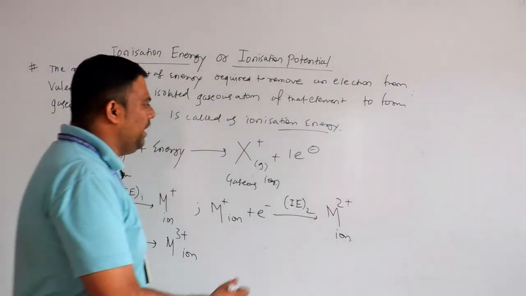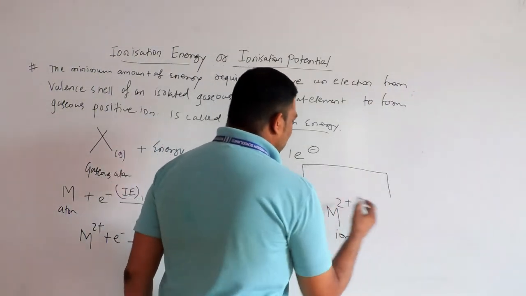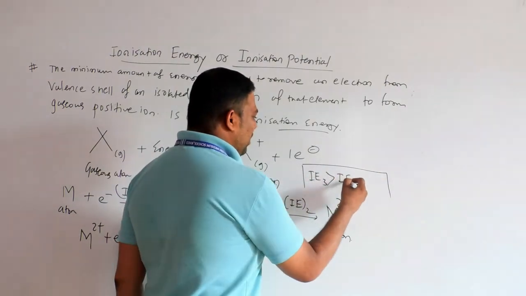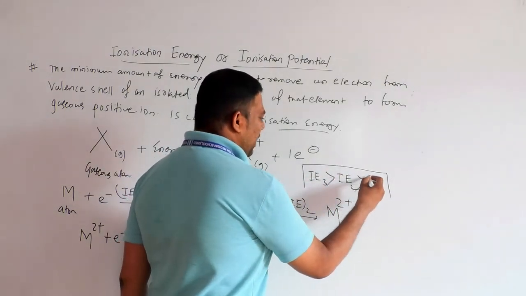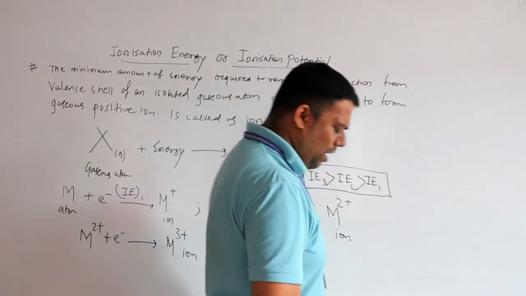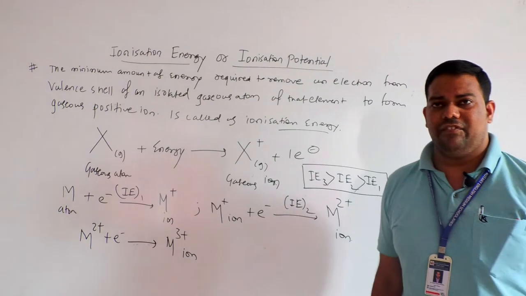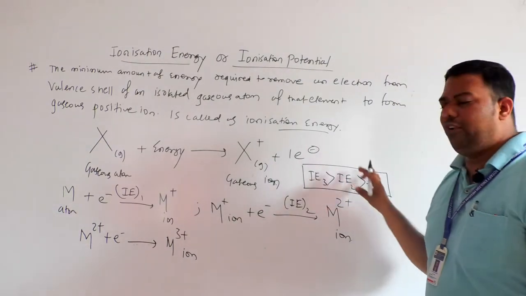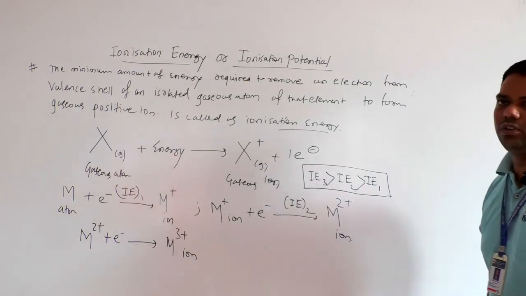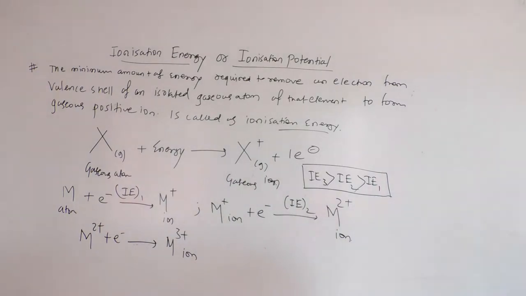Generally, the trend is that the third ionization energy is greater than the second, which is greater than the first. Many factors affect this, so it is for your higher standard. Understood? So why is the third ionization enthalpy greater?